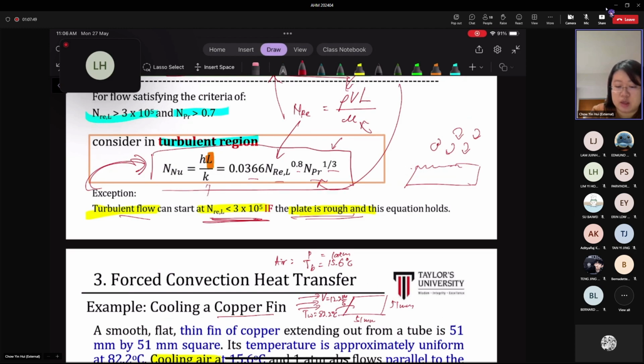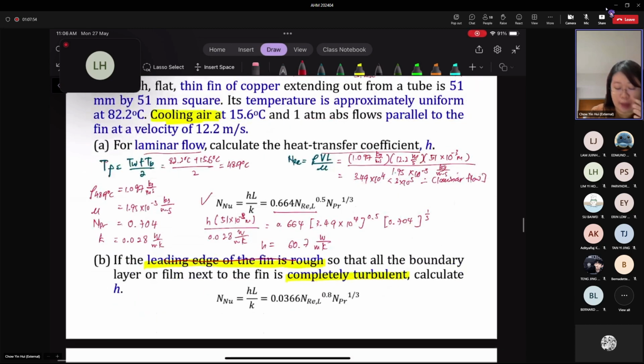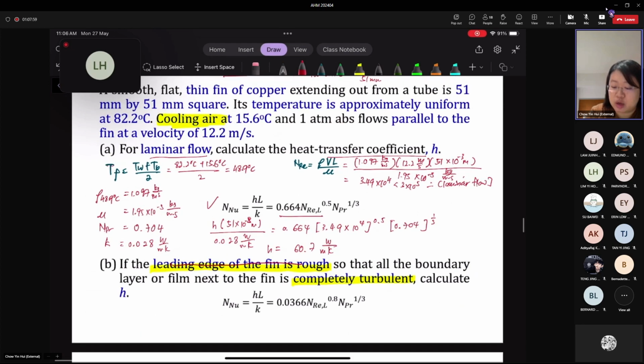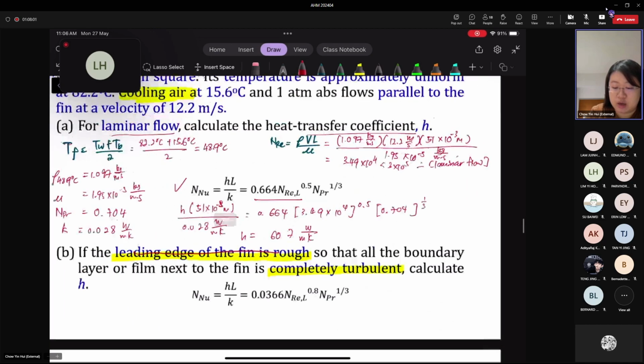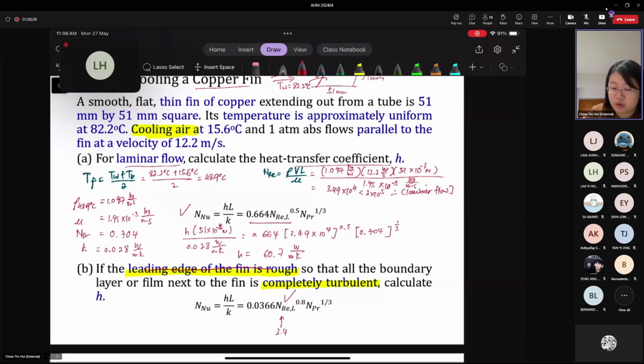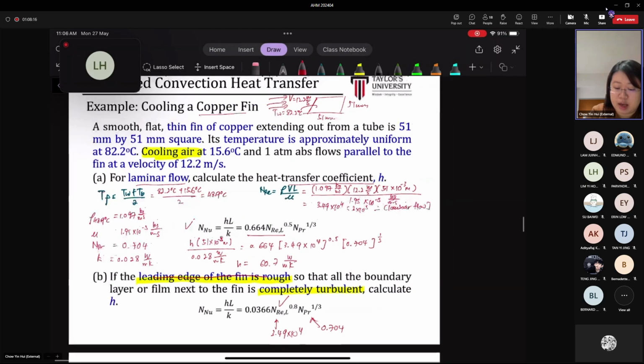The Nusselt number is equal to the one which starts with 0.0366. I will not repeat it, but you can do it very quickly, because the Reynolds number will still be the same value that we found just now. Here you substitute 3.49 × 10^4, and for the Prandtl number you substitute 0.704. The length of the plate is still 51 × 10^-3, and thermal conductivity is still 0.028, because it's the same air.